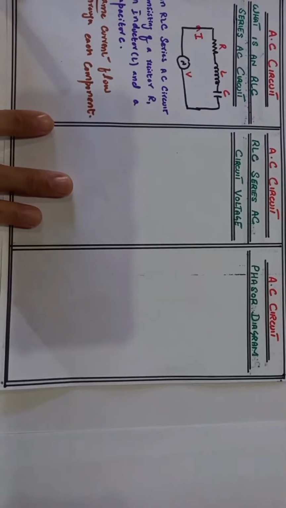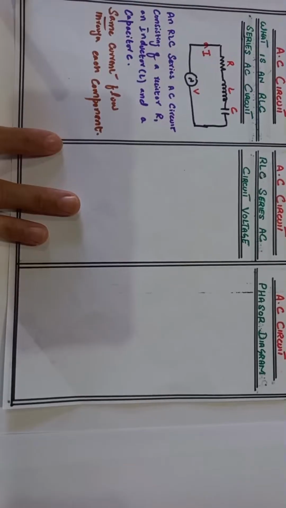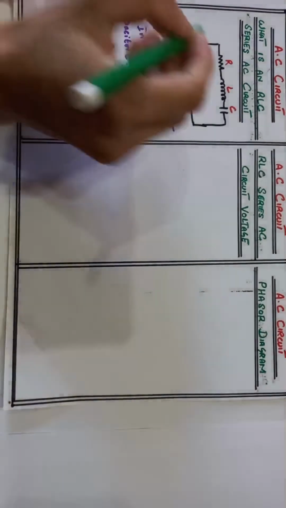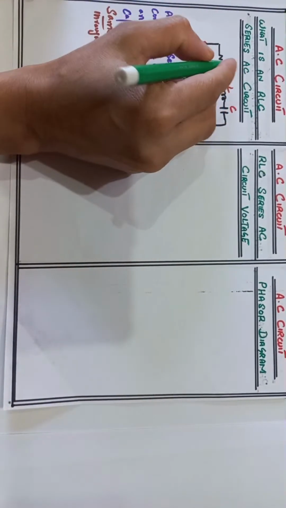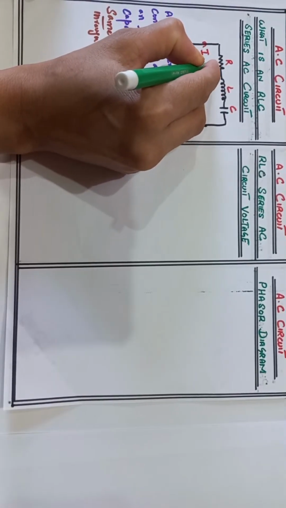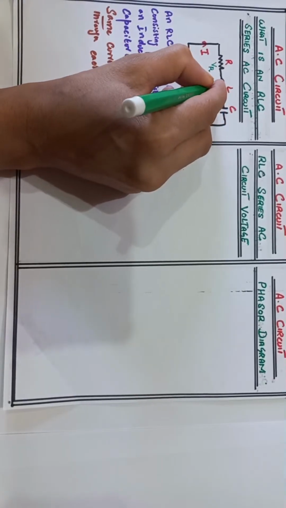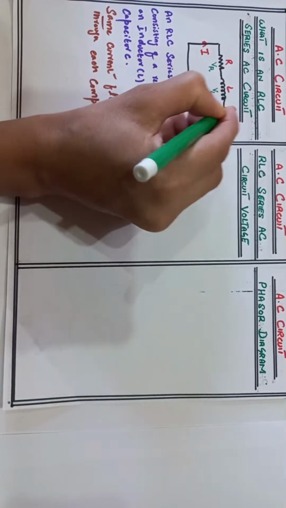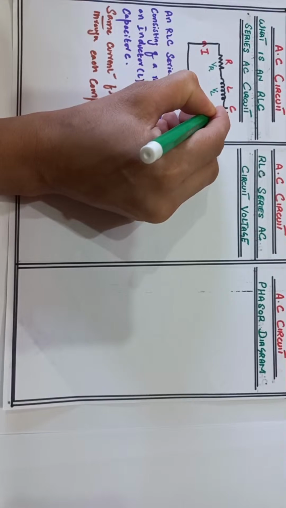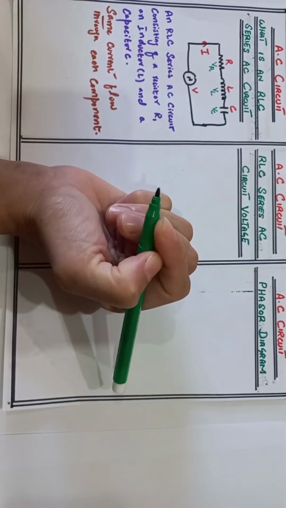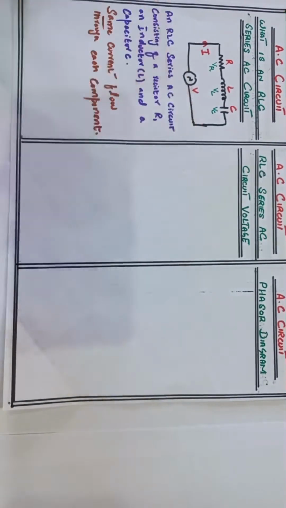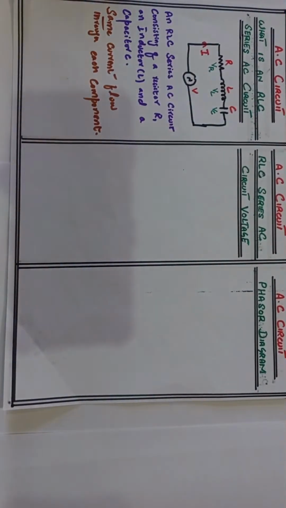First understand that the voltage is divided across these components because they are connected in series. Voltage across the resistor is represented by VR, voltage across the inductor is represented by VL, and voltage across the capacitor is represented by VC.